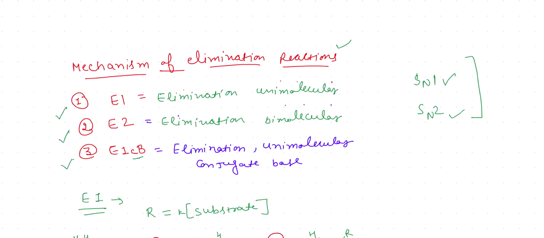Here there is no subscript or superscript used. Here C is a lowercase letter and B is an uppercase letter. So it is written like here. If we come to E1, E means elimination, 1 means unimolecular. E means elimination, 2 means bimolecular. E elimination, 1 means unimolecular, cB means conjugate base.